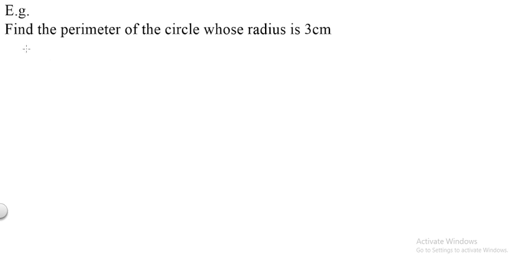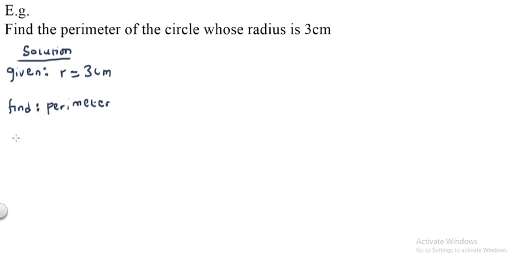Like we did before, we write out our solution and then write out our givens. So what were we given in the question? To know our givens, we have to read the question. We are told to find the perimeter of the circle whose radius is 3 centimeters. So the radius of our circle is 3 centimeters. And then we are told to find the perimeter. Now we know that the formula we can use, perimeter is equal to 2 pi r.